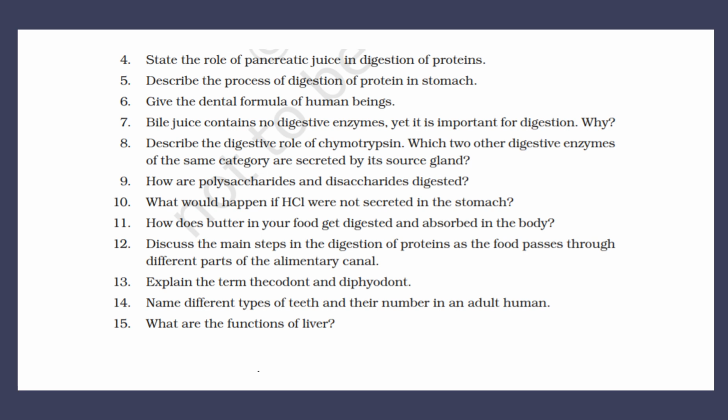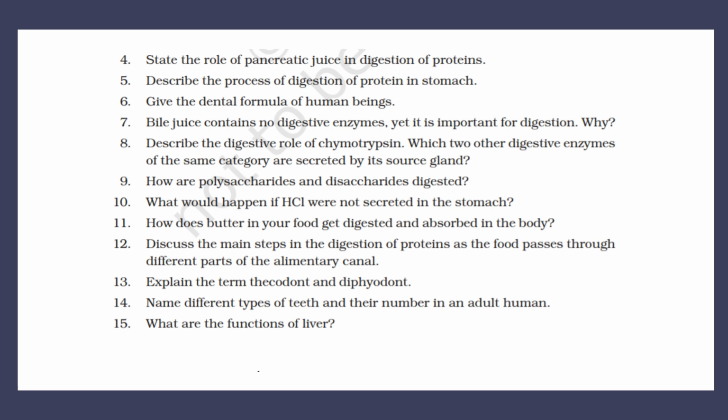Bile, as we have already done, produces bicarbonate ions which convert the medium for the pancreatic juices, which act in the alkaline medium. So it gives the alkaline medium to the pancreatic juices and also helps in the emulsification of fats. So next question is describe the digestive role of chymotrypsin and which two other digestive enzymes of the same category are secreted by its source gland. So chymotrypsin converts proteins into large peptides. Trypsin and elastases are two other digestive enzymes of the same category secreted by the source gland.